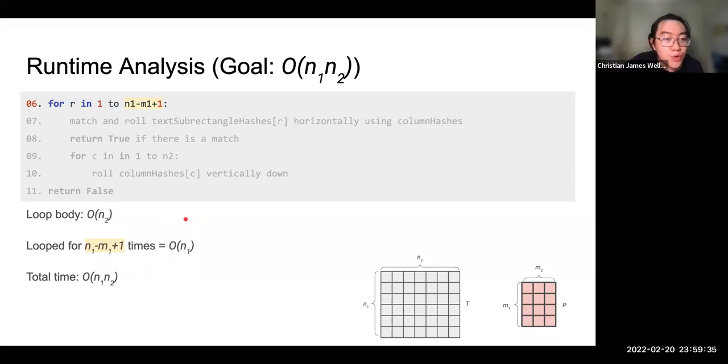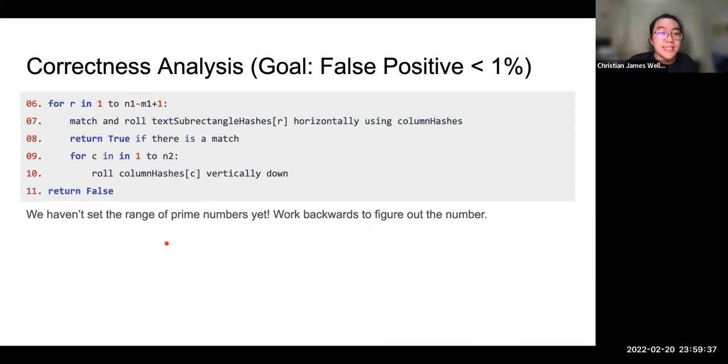All right. So the next thing we have to do, right? Just now we argued that this finishes in time. But again, another goal that we want is that the false positive to be less than 1%, right? We want it to be a constant 1%. And how do we do that? Very similar to question 2, we haven't set the range of prime numbers yet, right? Because I discussed, oh, I hash this text, but hash it with what? I hash it with the prime number that I chose, and we try to work backwards to figure out this range. Again, same as question 2.